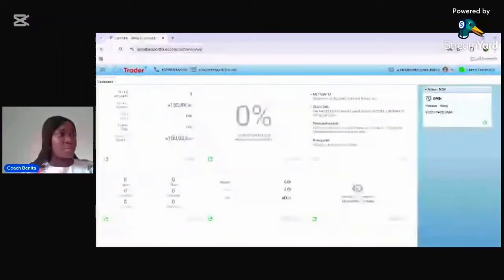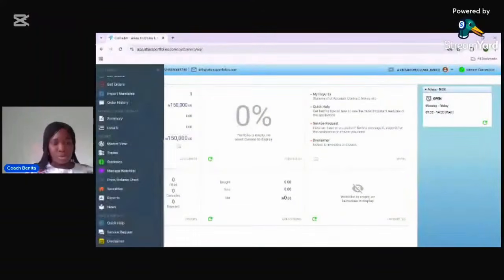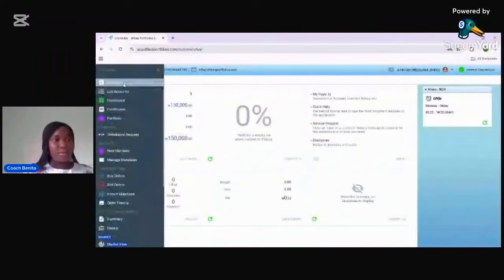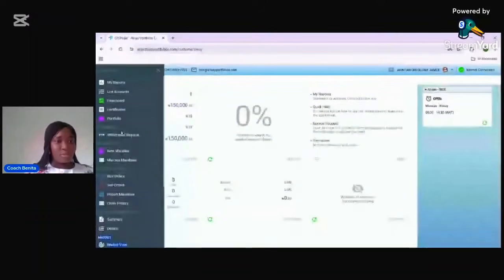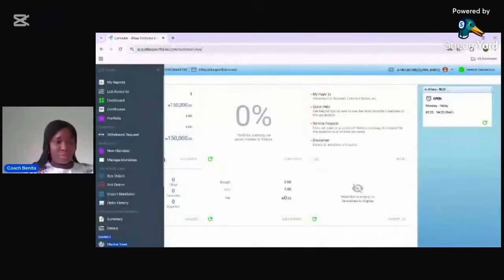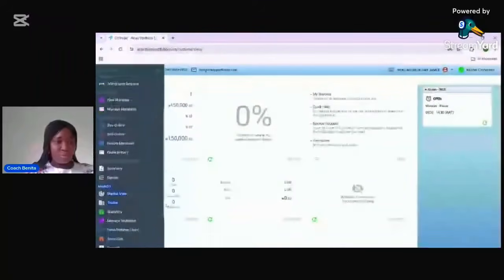If you notice from here, we have these three lines. When you click on these three lines, it gives you this drop down, where we have various things listed. I want to scroll up. From here, you can see my reports, my list accounts, dashboard, certificates, payments, other payments, and everything like that. As an investor, you can go through everything we have here afterwards, but I'm going to explain a few of them.